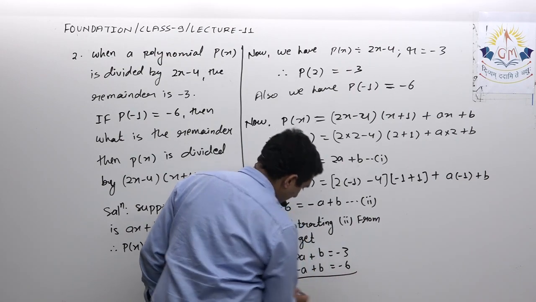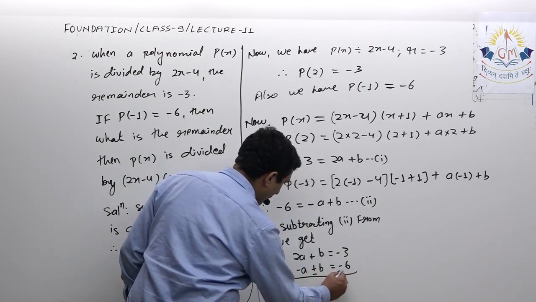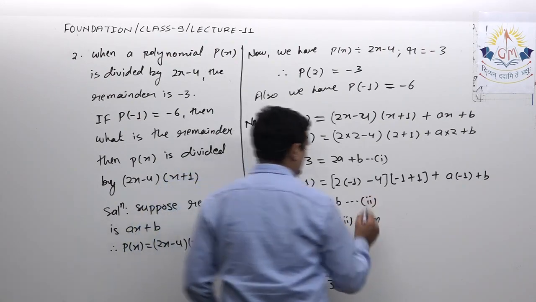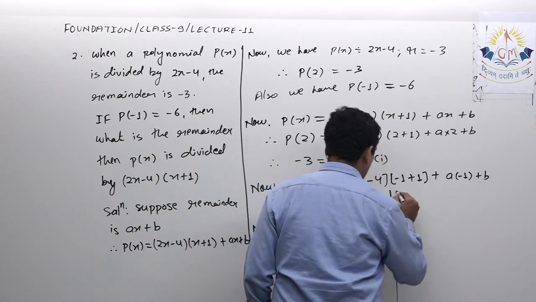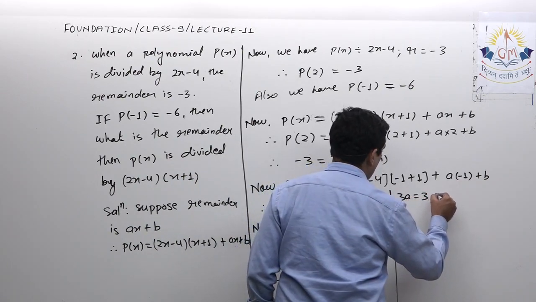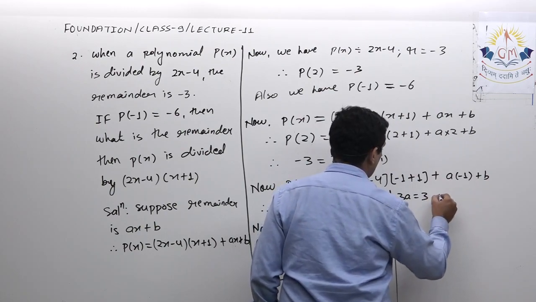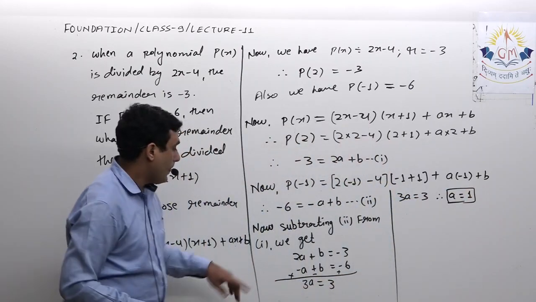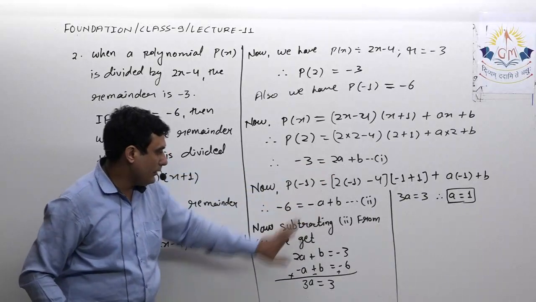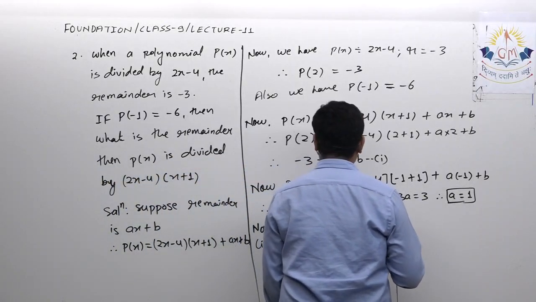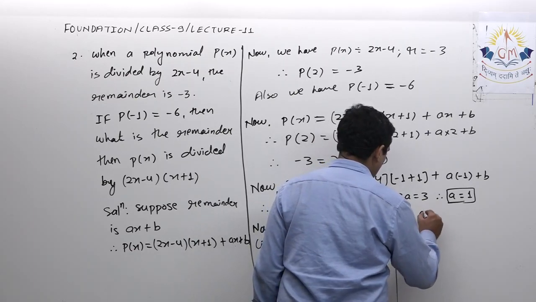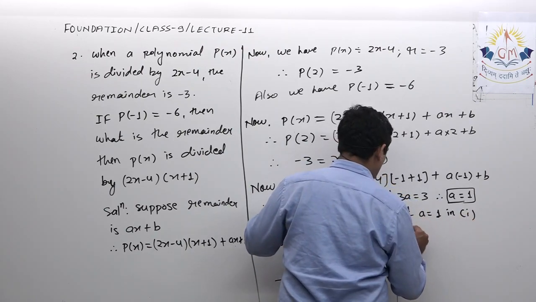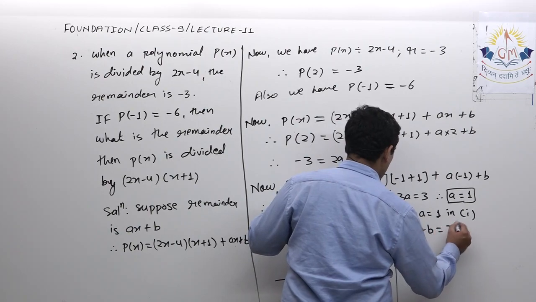On subtraction this will become positive, so here I will get 3a is equal to 3. Ultimately I get the value of a: 3a is equal to 3, therefore a is equal to 1. This is the first value that I get. Now I put a equal to 1 either in the first or in the second equation. I am putting it in the first: 2 into 1 plus b is equal to minus 3.